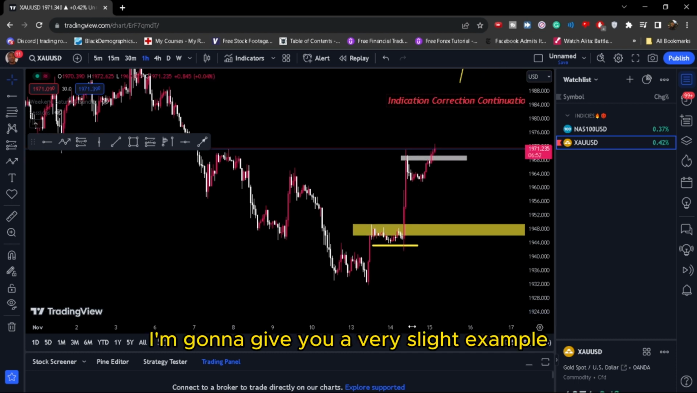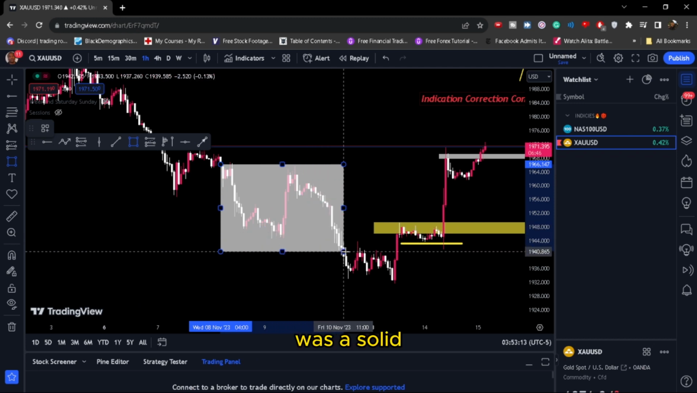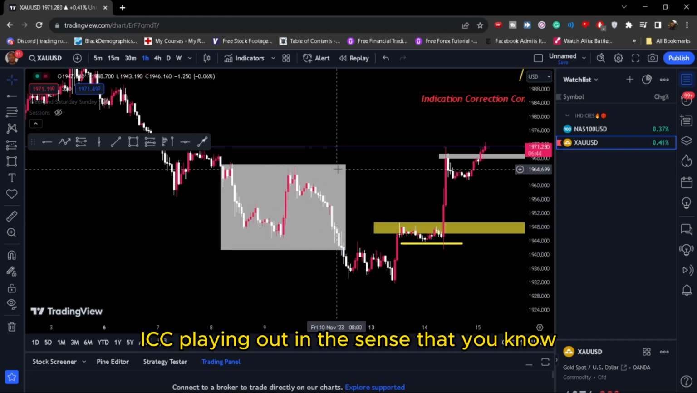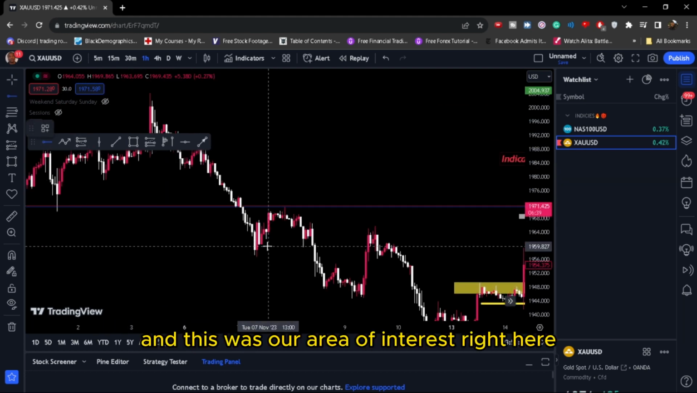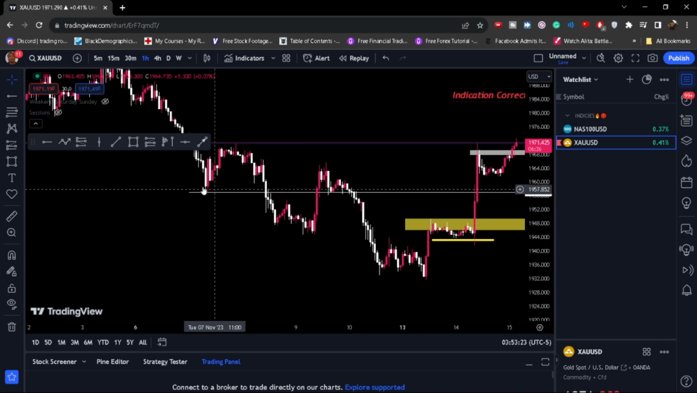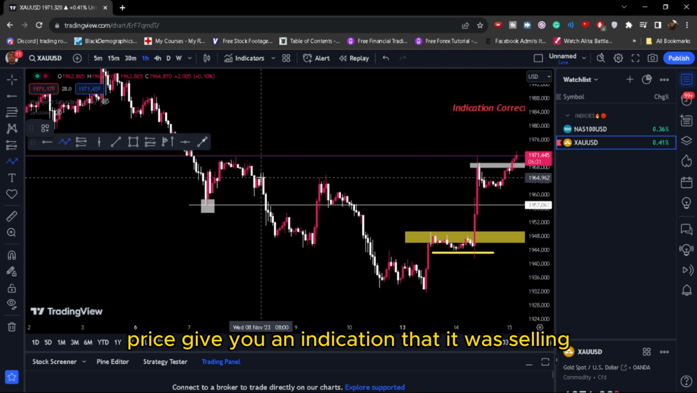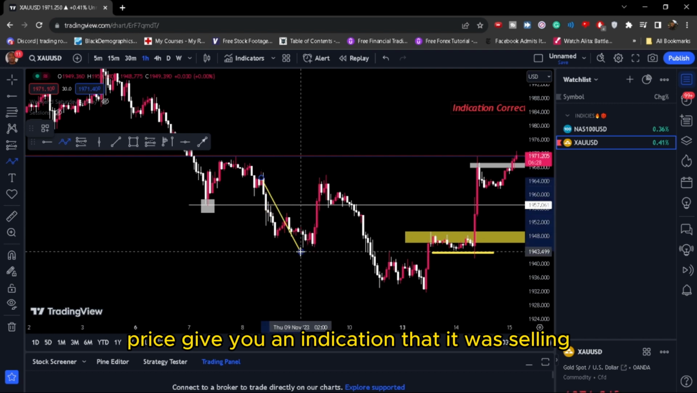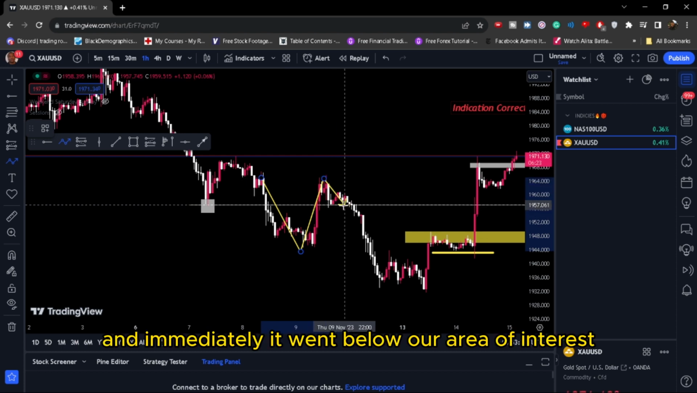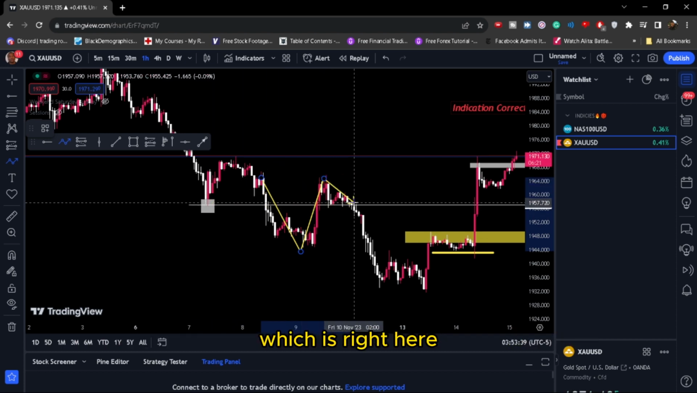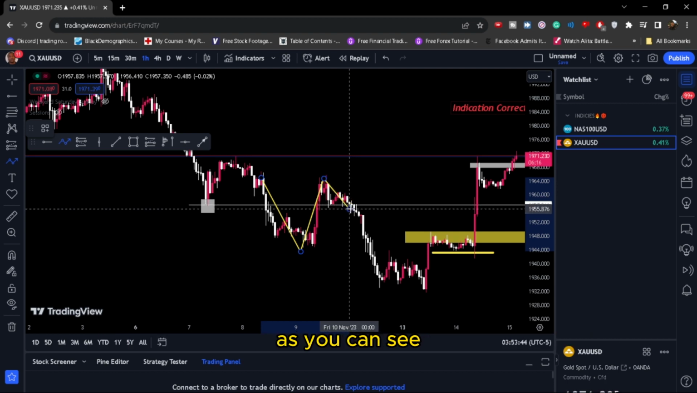So for example, here I'm going to give you a very solid example. This right here was a solid ICC playing out, in the sense that we already know that price was trending, and this was our area of interest right here. And as you can see, price gave you an indication that it was selling, that it now corrected itself, and then immediately it went below our area of interest, which is right here. In this case, this actually happened during the New York session. As you can see, immediately it did that.